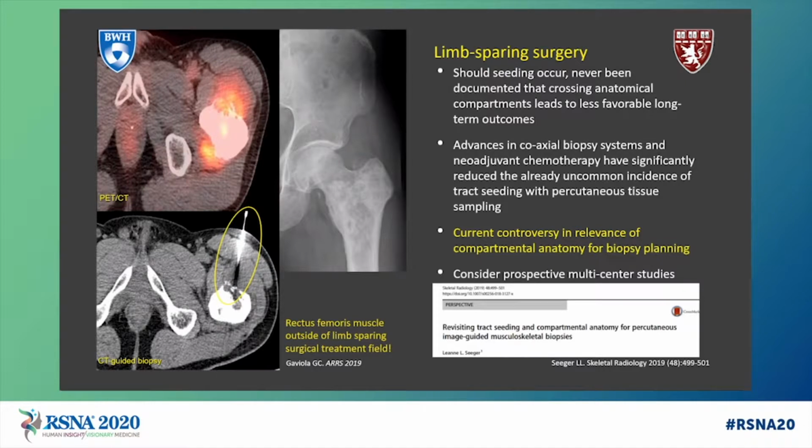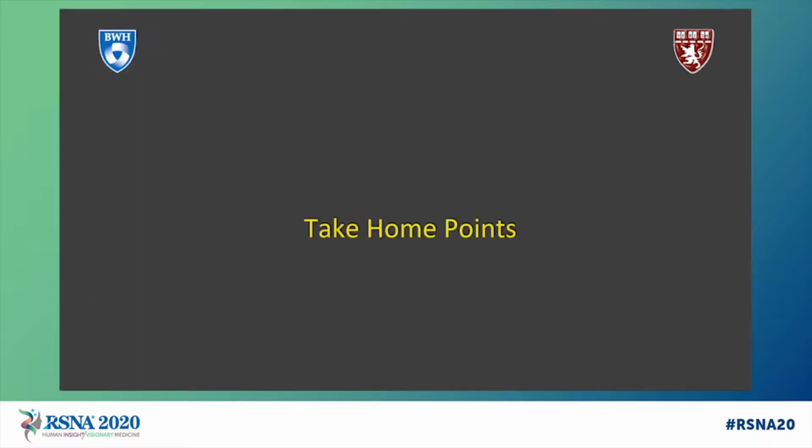Such seeding occurs. It's never been documented that crossing anatomical compartments leads to less favorable long-term outcomes, and advances in coaxial biopsy systems and neoadjuvant therapy have significantly reduced the need for concern about uncommon tract seeding with percutaneous sampling. Although, considering that we need more prospective multi-center studies, as has been discussed and reported by the UCLA group.